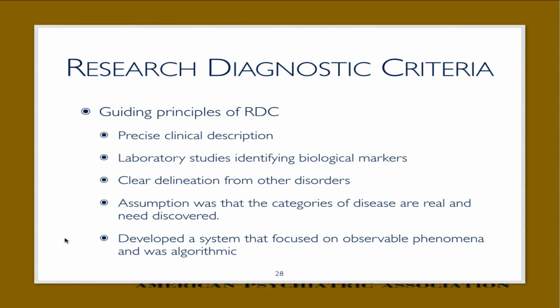And they developed a system that was focused on observable phenomena. Remember, DSM 1 and 2 were very psychoanalytic and based upon non-observable things like id, ego, superego. What they wanted was something that's more behavioral in nature, which is what the DSM 3 and on were focused on.